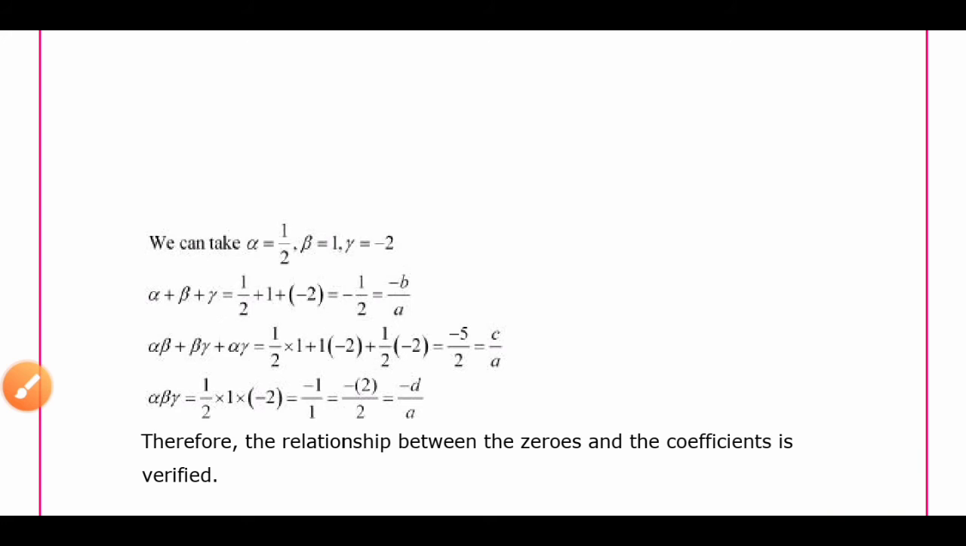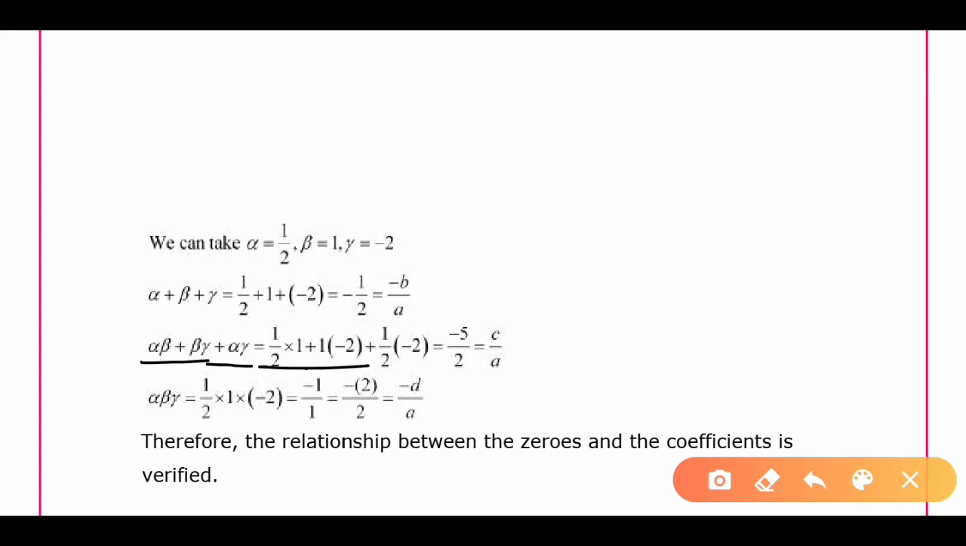Next one, alpha into beta plus beta into gamma plus gamma into alpha. We will get half into 1 plus 1 into minus 2 plus minus 2 into half, and after solving we will get minus 5 by 2, that is equal to c by a.